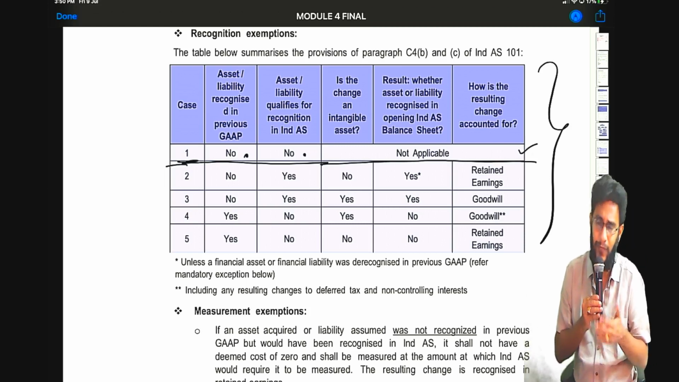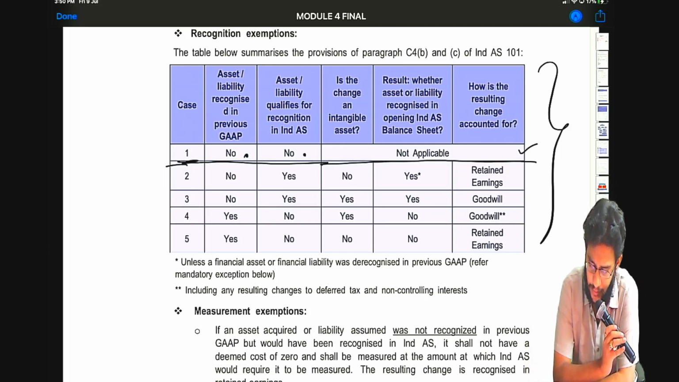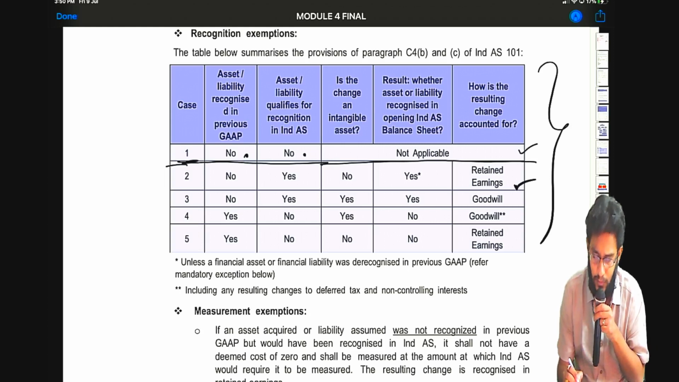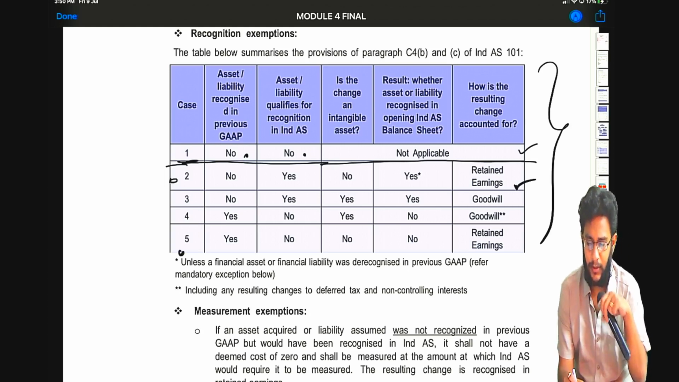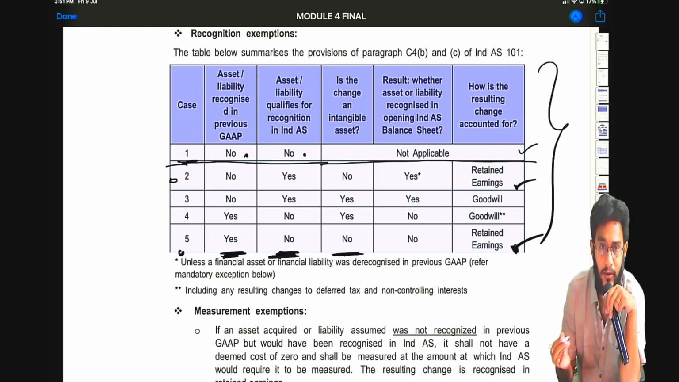Let's read the table. If you want logic, I'll tell you, but if you have listened to all the standards correctly by now, you should have understood. Case 2 I'm reading. There is no asset or liability recognized in the past, but there is an asset or liability that requires to be recognized in Ind AS. Is it an intangible asset? No. If it is not an intangible asset, all changes must be passed through retained earnings. Now come to case 5. There is an asset or liability as per past AS, but as per Ind AS it should not be there. It is not an intangible asset. Therefore, the corresponding effect should be given to retained earnings.